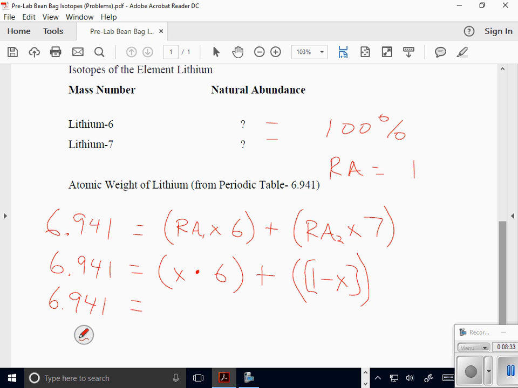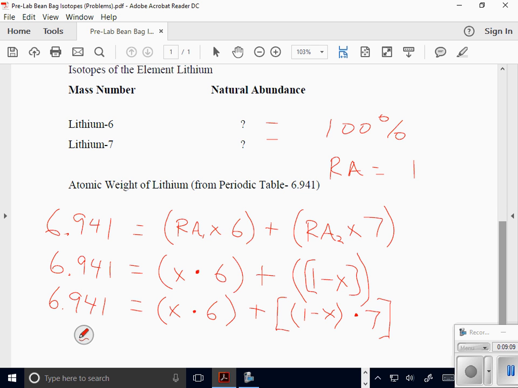6.941 is equal to x times 6 plus brackets, then my parentheses, 1 minus x, times 7. Then I close my bracket. Okay? So, what I'm doing now, and I'm going to run out of room here, is I'm going to work this equation.